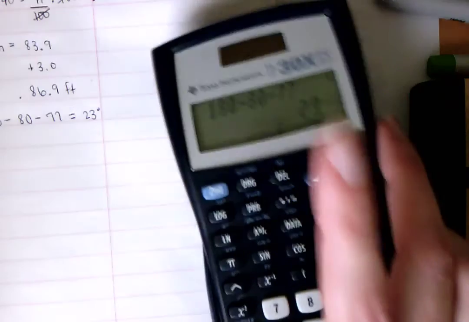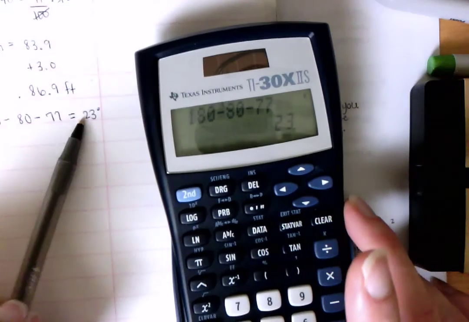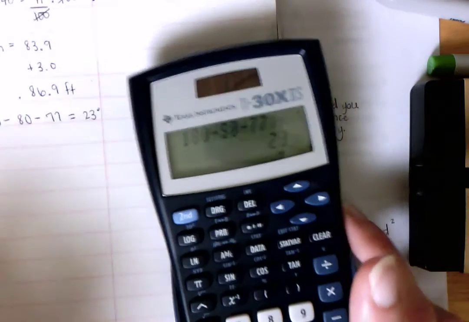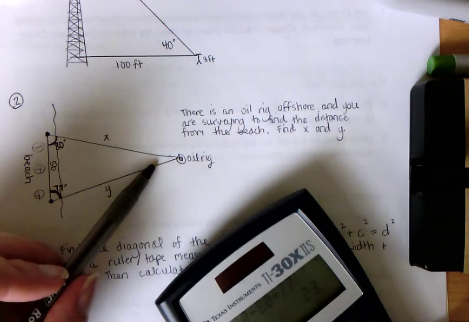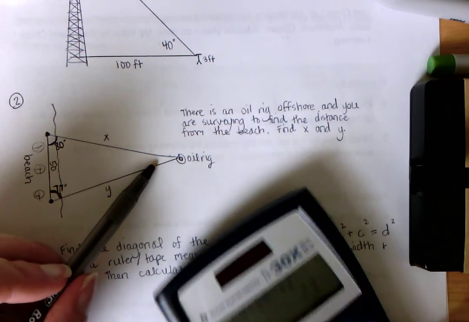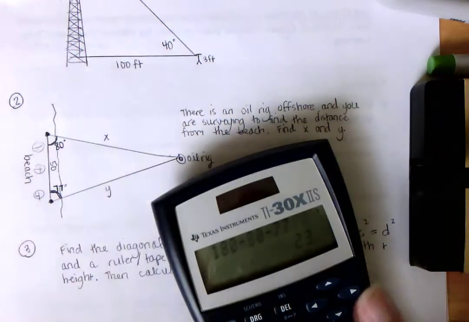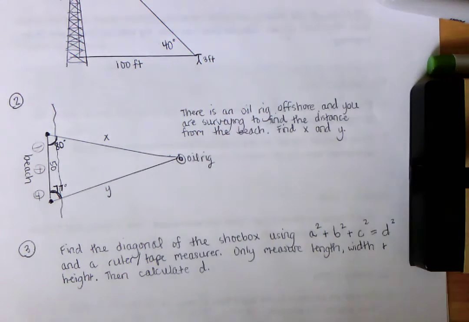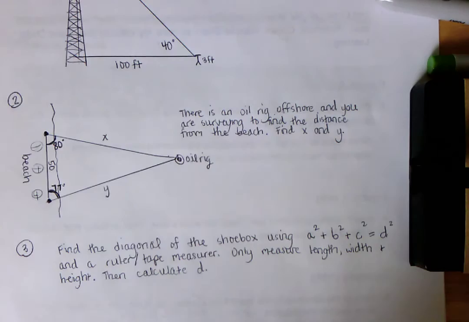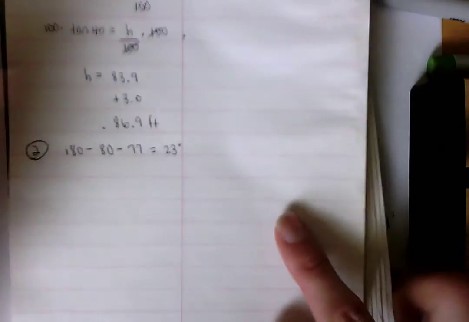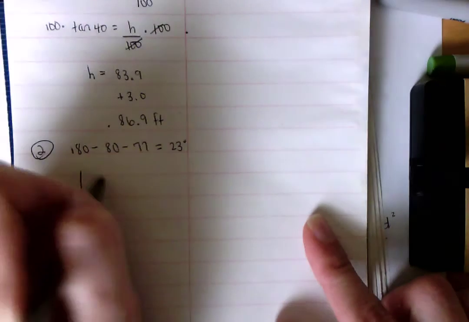And again, this is just hypothetical, but 23 degrees, let's say, is our angle. So now we know that this is 23 degrees. And now we have to set up some different ratios to find x and y, to find different ones here. So again, I'm just going to redraw this.